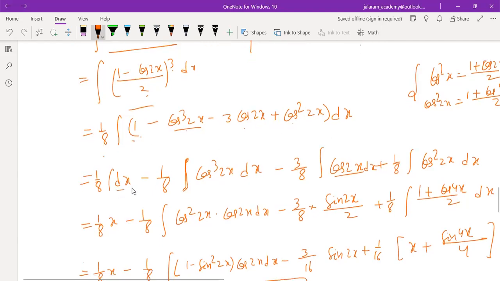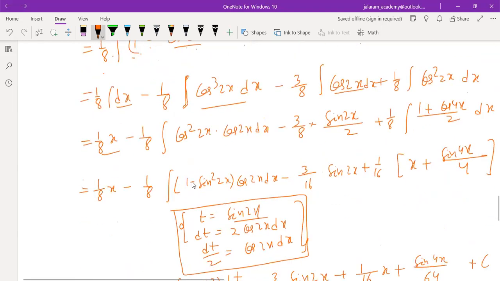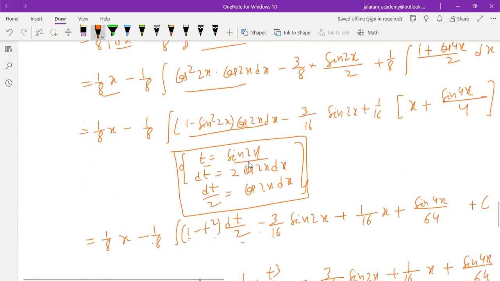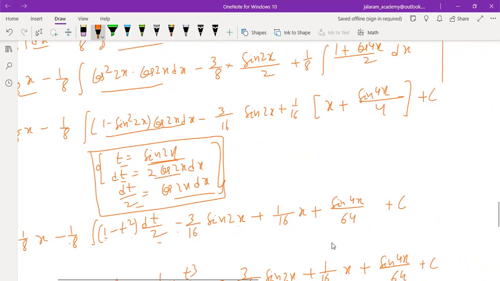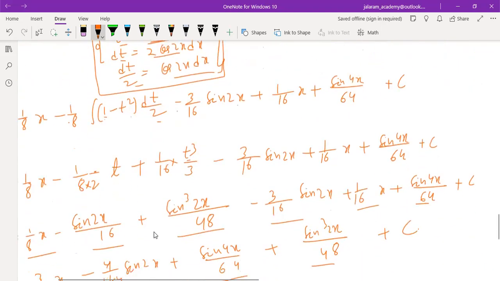1 by 8 into integration of 1 dx, which is 1 by 8 x, minus 1 by 8 into cos cube 2x dx, is solved by cos square 2x into cos 2x, which is written as 1 minus sin square 2x into cos 2x. When we take t equals to sin 2x, dt equals to 2 cos 2x, dt by 2 is cos 2x dx. So we can write minus 1 by 8, 1 minus t square into dt by 2, minus 3 by 16 sin 2x plus 1 by 16x plus sin 4x by 64 plus c.